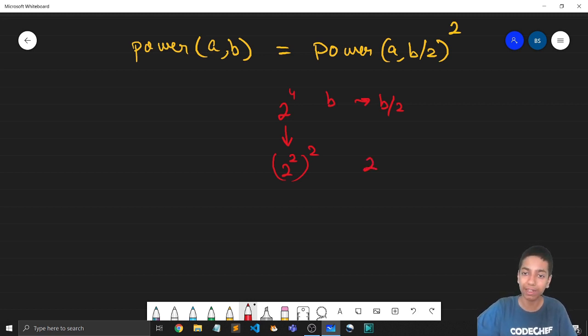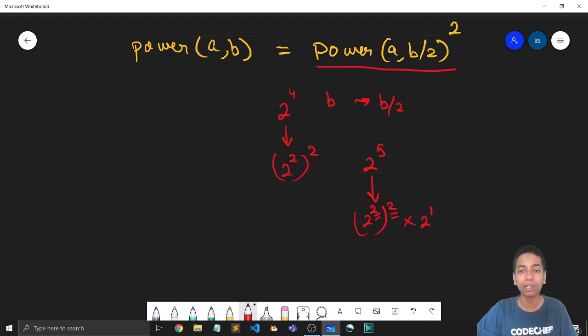And what if the power is odd? In that case, we cannot simply divide it by 2. So what we do is we floor divide it by 2. So we get 2 to the power 2 again, since 5 by 2 is 2 if we floor it, right? This squared, but now we can also multiply it with 2 again. So this is 2 into 2 plus 1, which is 5, right? So I could check if the power is even. Simply take power of a comma b by 2 and square it up.